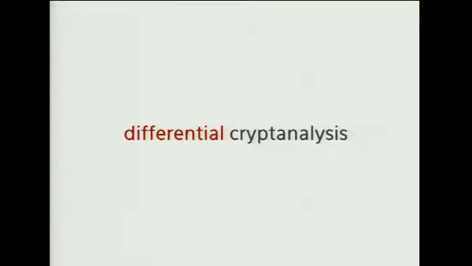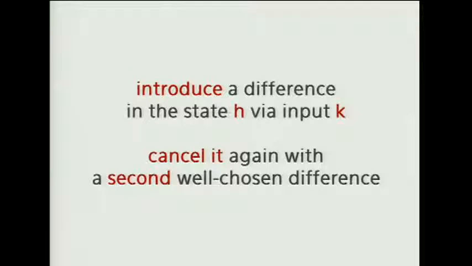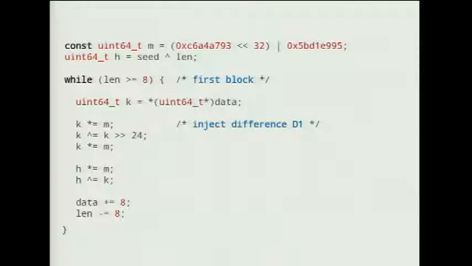So the main strategy of our attack borrows some principle from differential cryptanalysis. And this is the high-level strategy that we used. So we introduce a difference in the state of H by using the message blocks. And we will cancel this difference right away by introducing another second difference. So let's have a look at how this would work in the code.